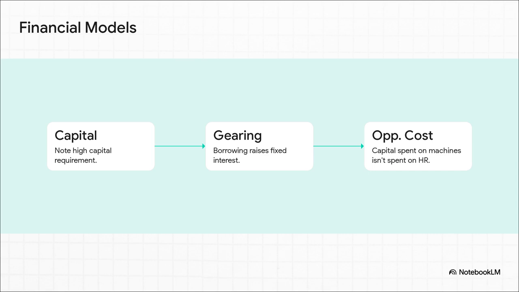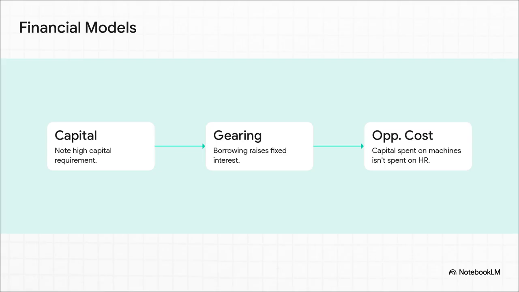Step 1, we note the obvious. Automated production requires high capital. But for step 2, we apply the financial concept of gearing. By borrowing to fund these massive machines, the firm increases its gearing, which in turn raises fixed interest costs and overall financial risk. Then, in step 3, we layer on the analytical concept of opportunity cost. The capital spent on those machines is now capital that literally cannot be spent on acquiring or retaining top human talent.